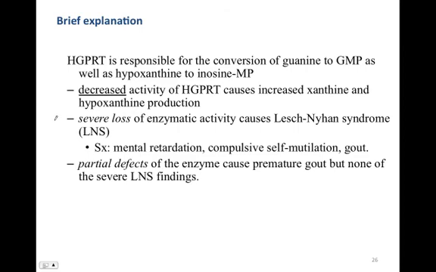Severe loss of this enzyme causes Lesch-Nyhan syndrome. In addition to gout, this causes severe mental retardation as well as compulsive self-mutilation. Partial defects of this enzyme can cause premature gout, but again, none are as severe as LNS. This is rather uncommon, and the most common cause of gout is underexcretion of uric acid.